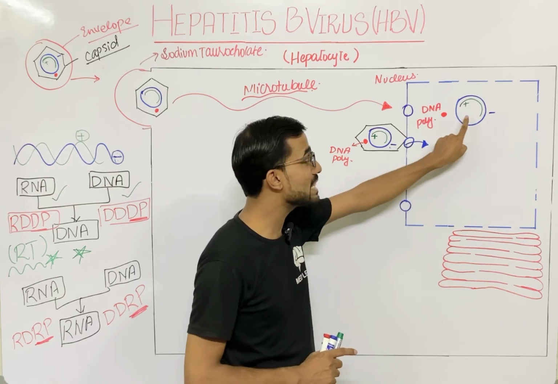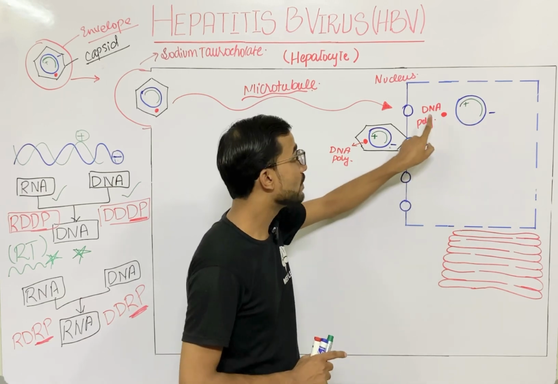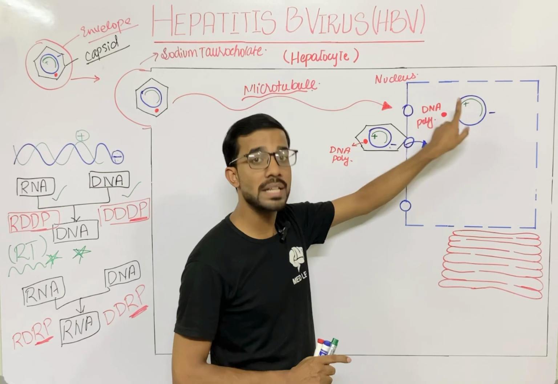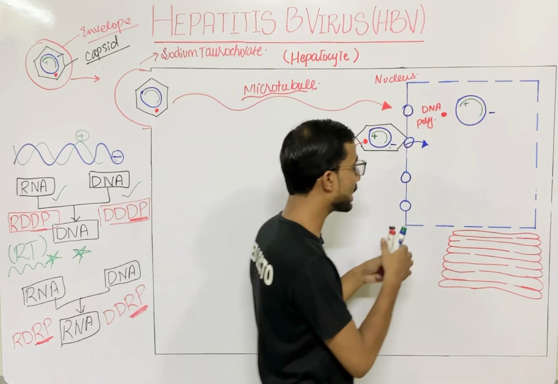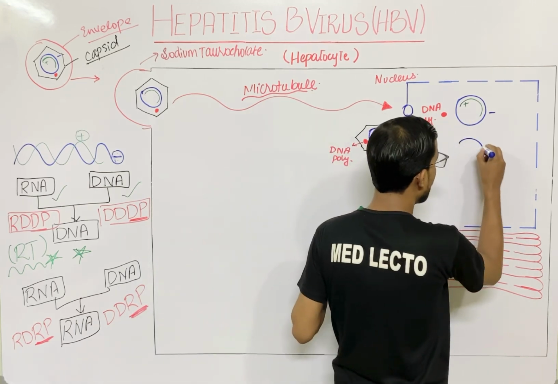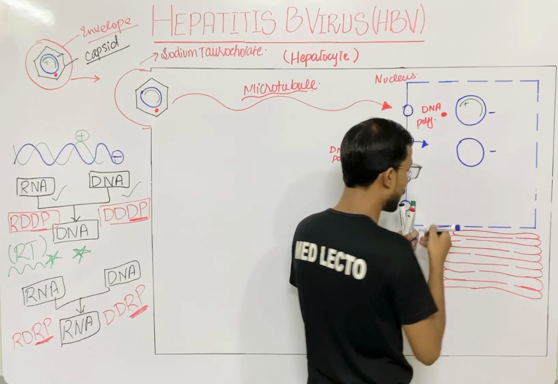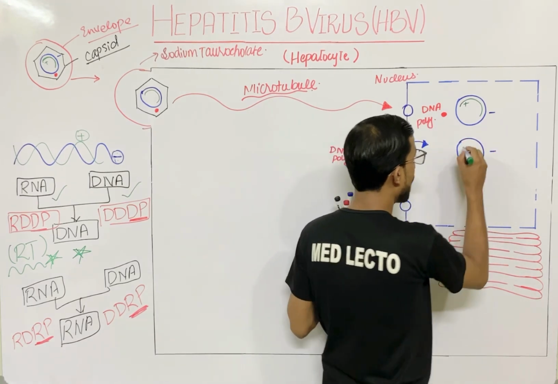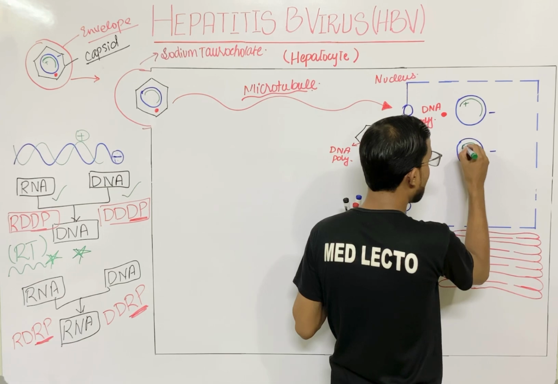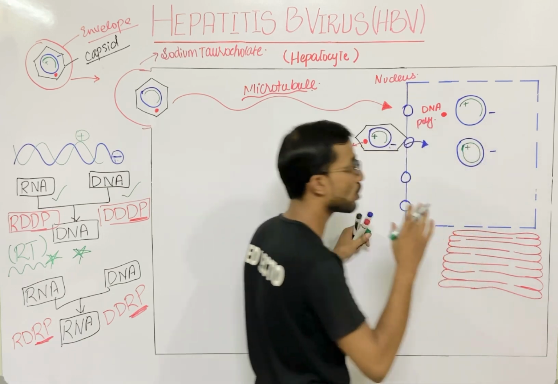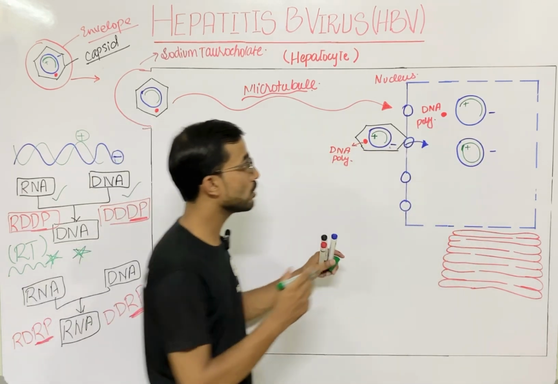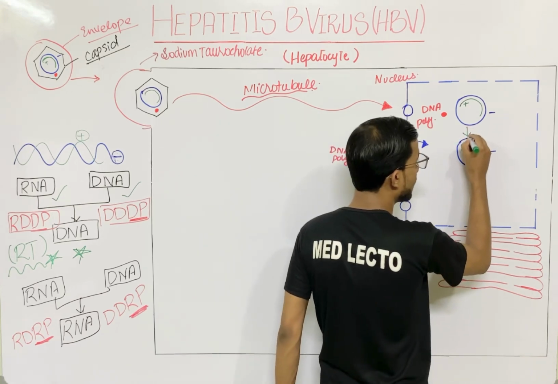So, but it is actually incomplete. This DNA polymerase will complete this DNA, and ultimately you will see the two strands. One is negative polarity and the other is positive polarity. In that case, you will see the complete strands of the negative and the positive. Now this DNA is actually complete.